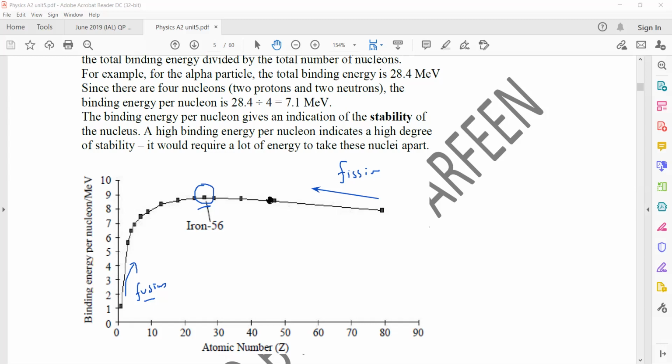So the characteristic of this graph also explains why the lighter nuclei undergo nuclear fusion and the heavy nucleus undergoes nuclear fission. Because a heavy nucleus has to reduce its atomic number. How can it reduce the atomic number? By breaking down into smaller ones. For lighter ones, they have to increase the atomic number. So how can they increase the atomic number? By fusing together and resulting in the formation of a heavier nucleus.